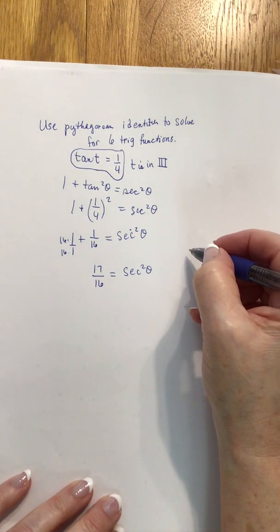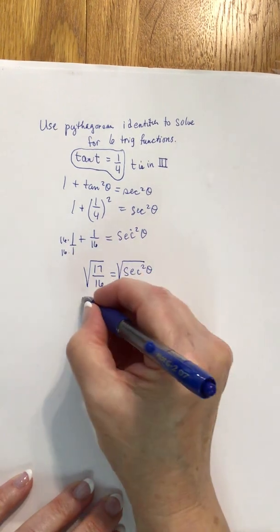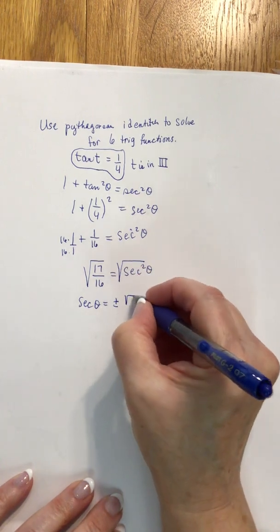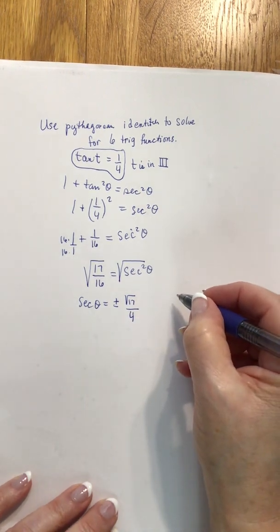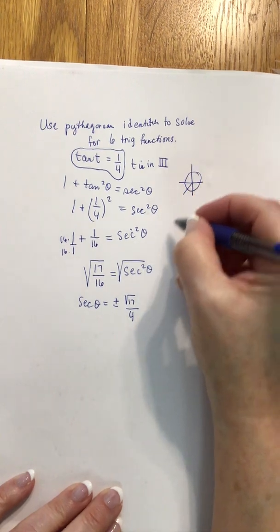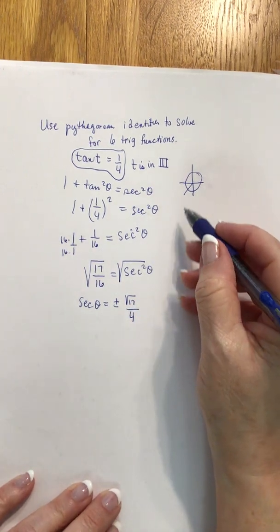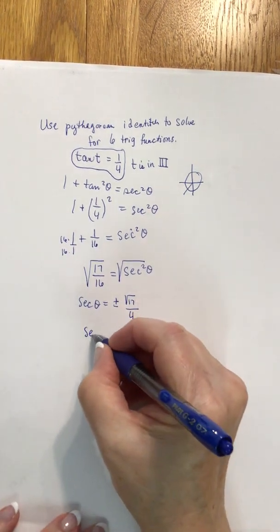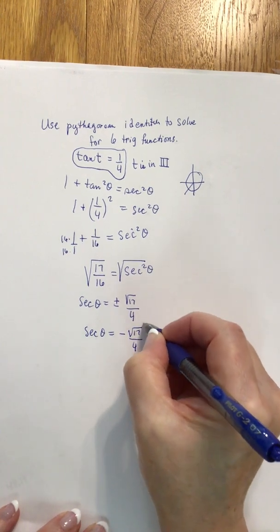Now we're looking for secant, not secant squared. So we're going to take the square root. This gives me secant theta equals plus or minus square root of 17 over square root of 16, and the square root of 16 is 4. Now, the reason we had to know what quadrant we were in: in the 3rd quadrant, secant is the reciprocal of cosine, and cosine is negative in quadrant 3. So that means secant is negative in quadrant 3. So I have secant theta equal to negative square root of 17 over 4.